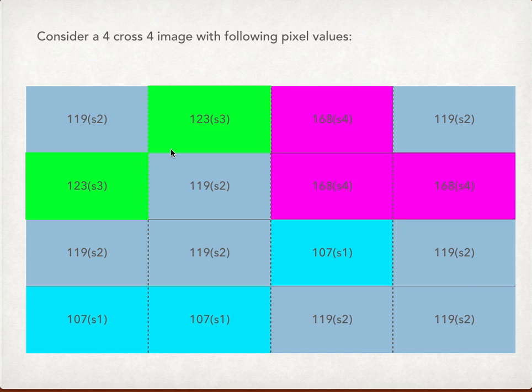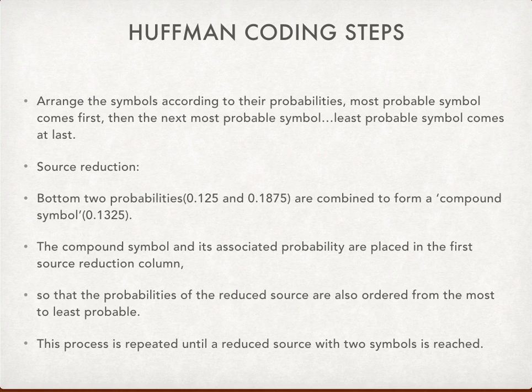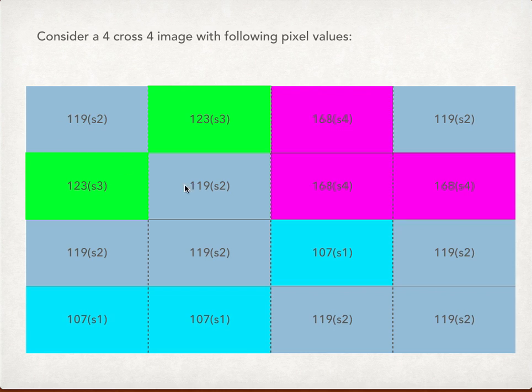Now you have an idea of what Huffman coding is, so let's go through the steps of Huffman coding. What's the first step? In Huffman coding, the first step is you need to find the probabilities of the symbols. These are the four symbols here. In this 4 cross 4 array, you have 4 symbols, and the first step is to find the probabilities of these symbols.